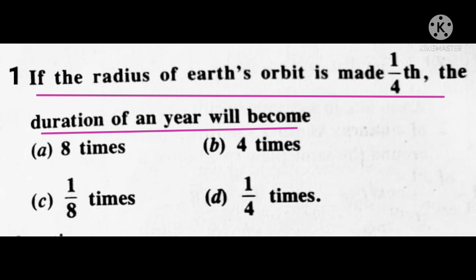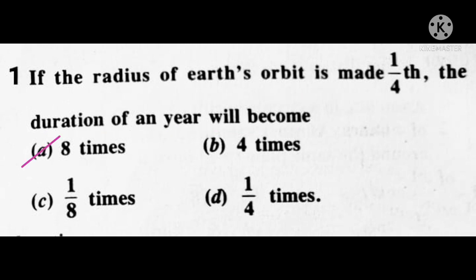Question number 1. If the radius of Earth orbit is made 1/4, the duration of a year will become: A option 8 times, B option 4 times, C option 1 over 8 times, D option 1 by 4th times.